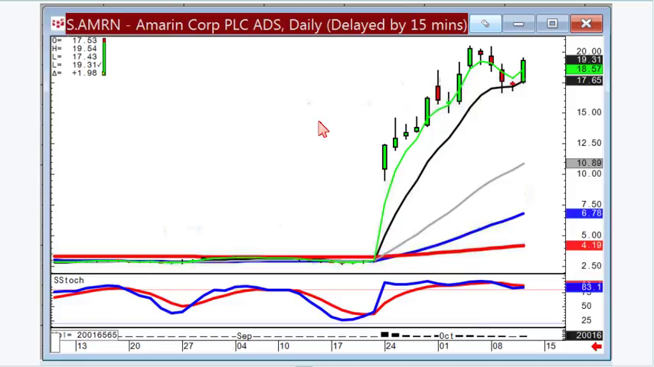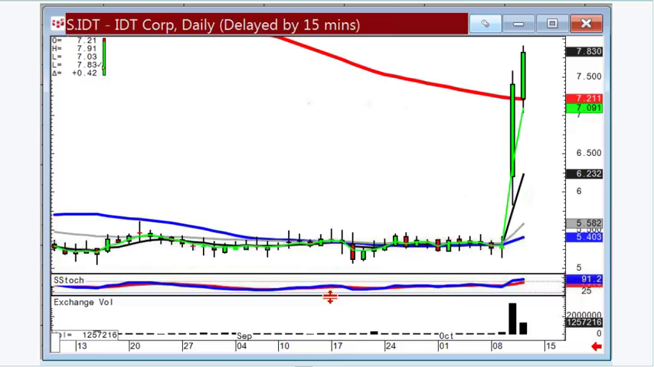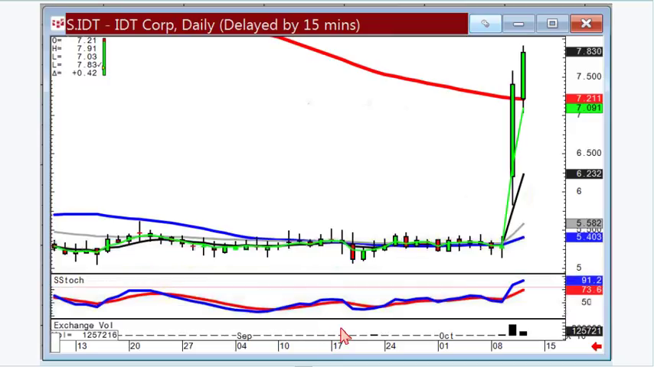On IDT, they're all dojis for weeks. Does that mean anything? Yes. It meant there wasn't any real interest in this stock. It didn't trade very much, you can see the volume. Yeah, the volume wasn't very big until the breakout day.